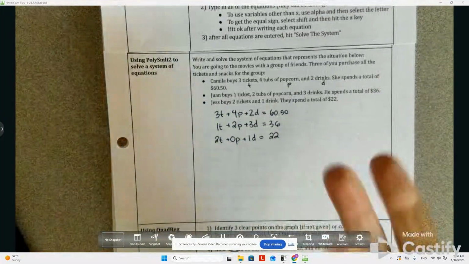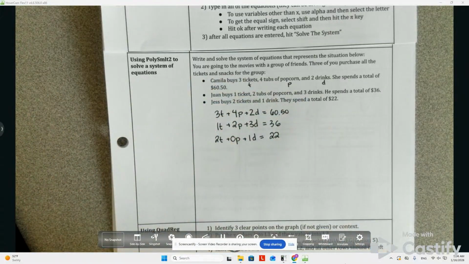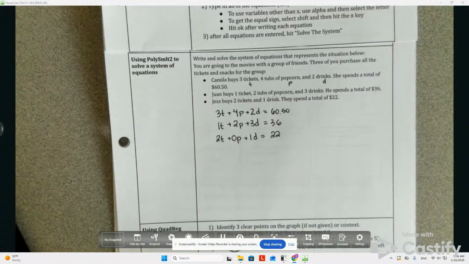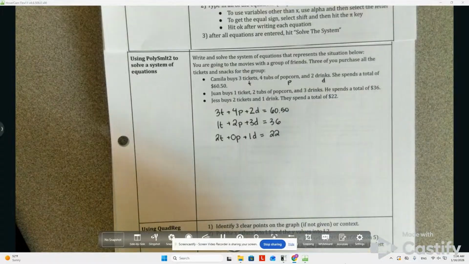All right, so now we just need to solve this system using our PolySmlt app or equation solver. I recommend you pausing and trying to do it yourself, and then going back and seeing if you need to walk through the steps again. But I will do this one on Numworks first.